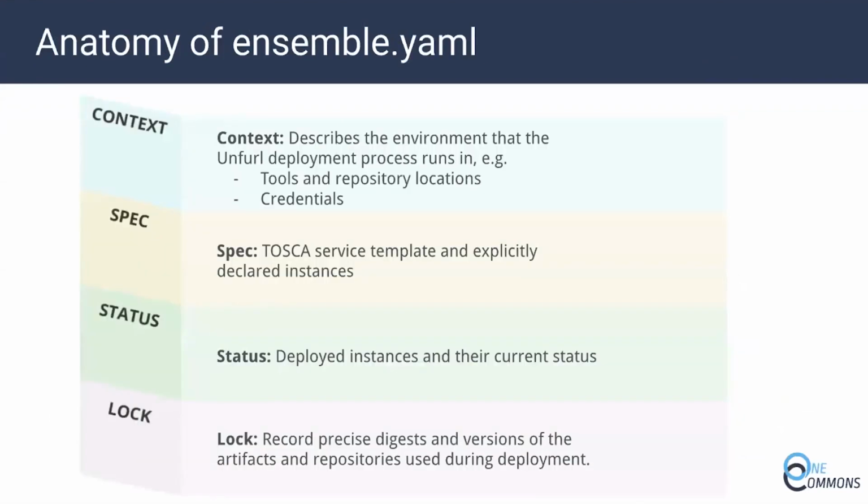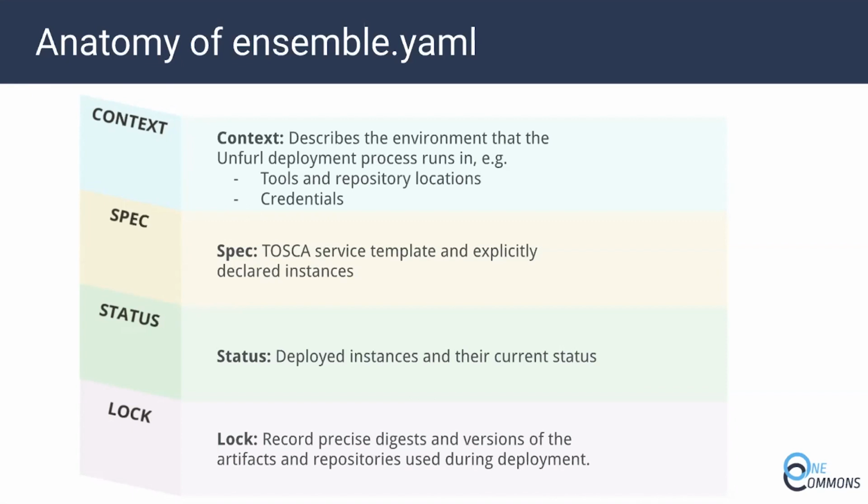And so just to drill down a little bit deeper, if you open up one of these YAML files, there's sections that correspond to these different aspects of the deployment management process. The context describes the local development environment that it runs in, so what tools it needs and what kind of credentials it needs. It can integrate with the secret managers, for example. The spec is the Tosca service template we talked about. The status is, after you deploy it, the actual status of those resources.